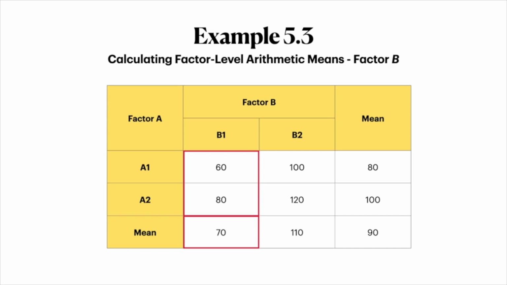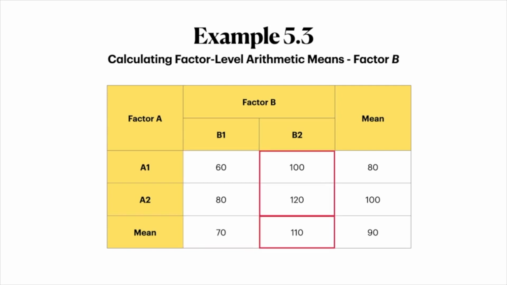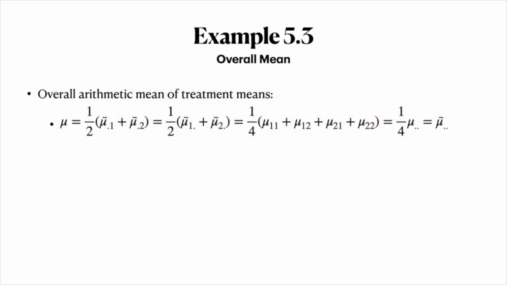And so the arithmetic mean for the treatment combination means in the first column is 70, the average of 60 and 80. And then the arithmetic mean of the treatment means for the second column is 110. It's the arithmetic mean of 100 and 120. And then finally, we can calculate the overall arithmetic mean of the treatment means. And again, we can calculate that three different ways.